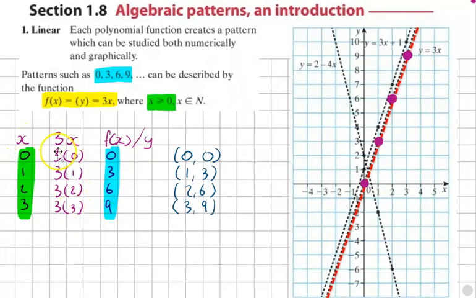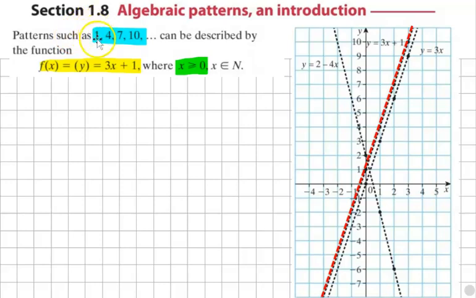So as couples, we get (0, 0), which I've plotted there at the origin. I'm only plotting a few points, but we can see that the line does go on forever in both directions. So we get (1, 3). So there's (1, 3) on our graph. Then (2, 6) on our graph, and (3, 9). So (3, 9) on our graph. So the red line represents the pattern 0, 3, 6, 9.